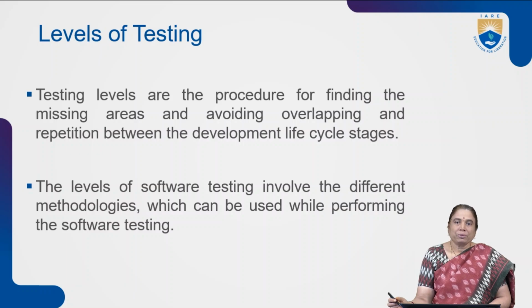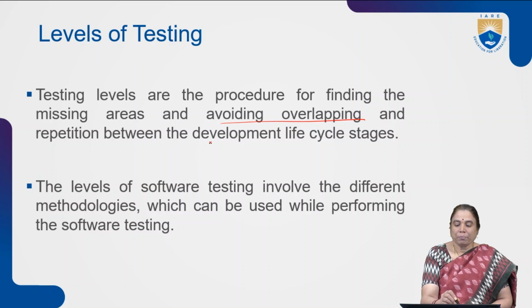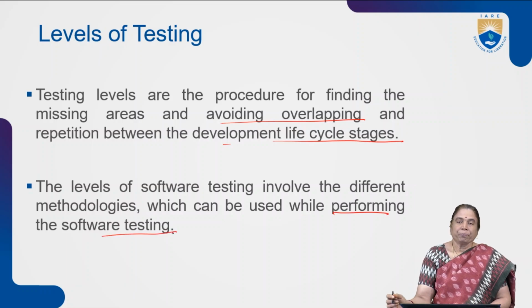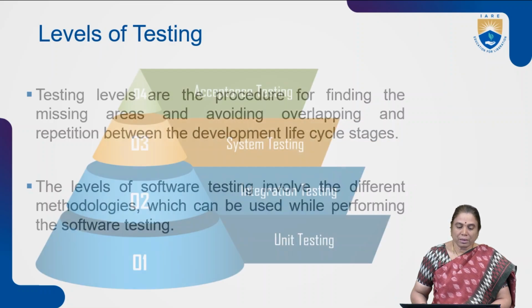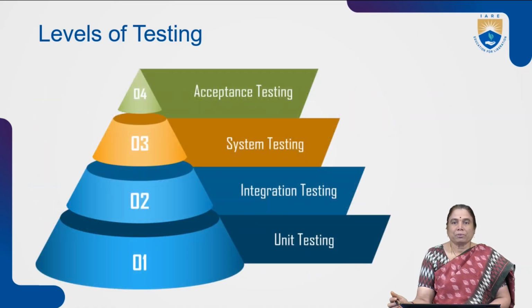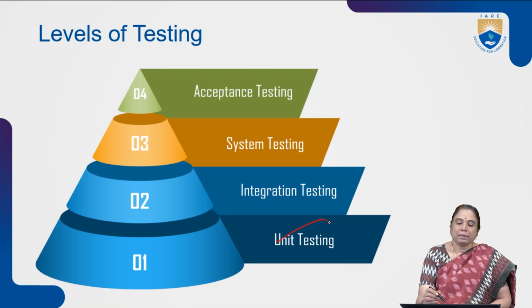What are the various levels of testing? Testing levels are the procedure for finding the missing areas and avoiding overlapping and repetition between the development life cycle stages. The levels of software testing involve different methodologies which can be used while performing software testing. Varieties of software levels of testing are available. Majorly 4 levels of software testing are available: one is unit testing, second is integration testing, third is system testing, fourth is acceptance testing.